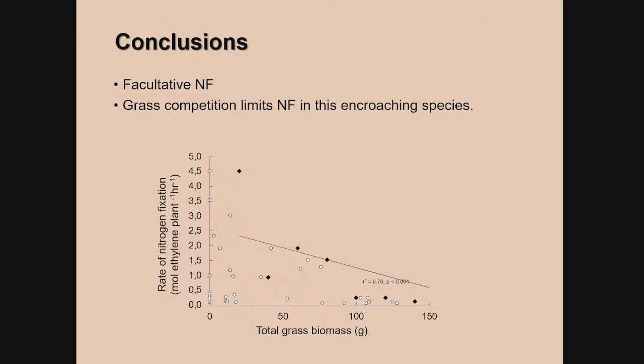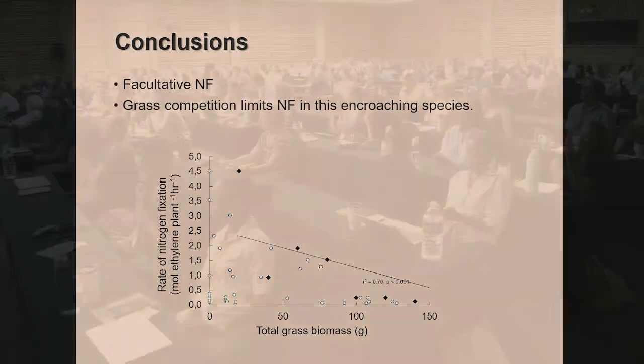drivers. Grass competition negatively affects nitrogen fixation, and it's important to note that while you might see a higher induced effect at lower grass biomass, this might be negative as this competition actually increases. And this suggests that there's a threshold of grass biomass below which nitrogen fixation confers a distinct advantage to the species. Thank you.